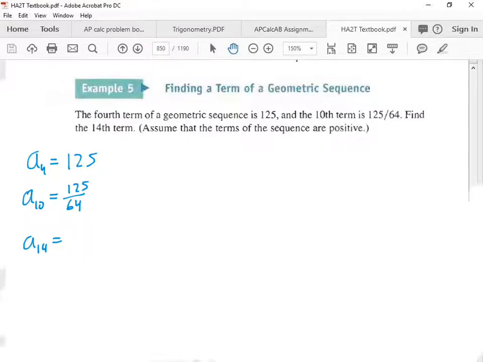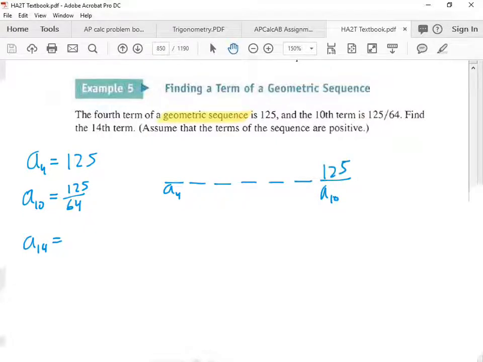Okay, that's cool. The fourth term of a geometric sequence. Hey, that's huge. We know it's a geometric sequence. So how many times are we multiplying to get from A sub 4 to A sub 10? That'd be 4, 5, 6, 7, 8, 9, 10. Okay, we have to find a shortcut here, but at A sub 10 we get 125.